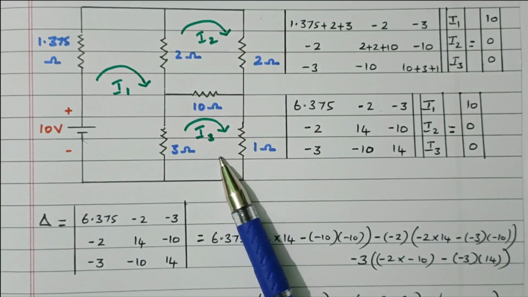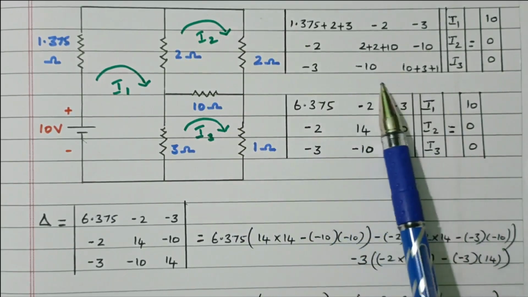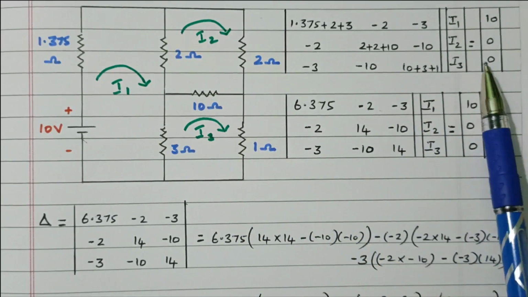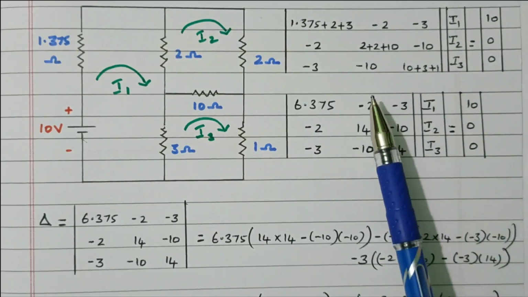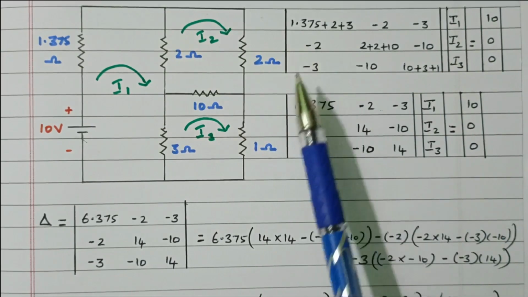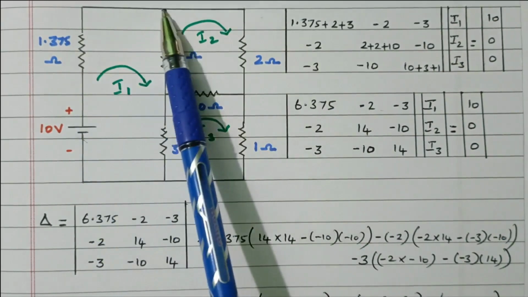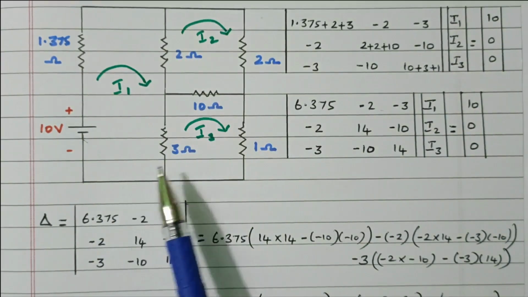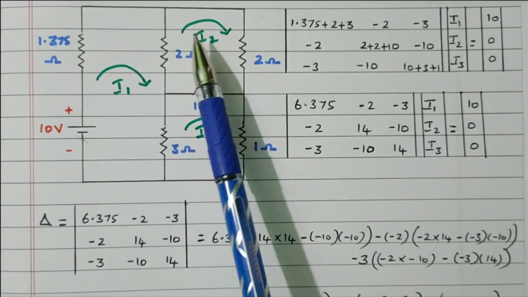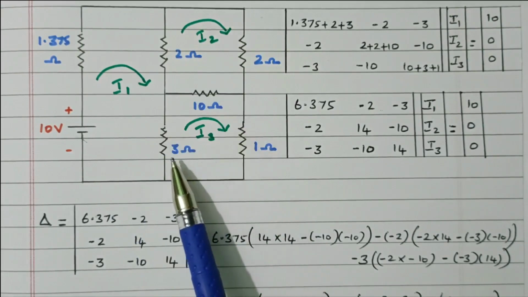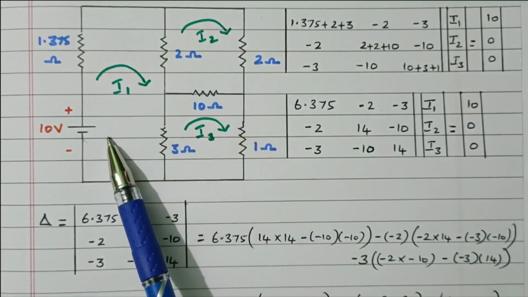Now we will repeat the same process with the matrix method. V equals I into R. Voltage matrix, current matrix and resistance matrix, right? So for this resistance matrix, this is loop 1 now. In the previous diagram, this was loop 1, loop 2, loop 3. Now this is loop 1, loop 2, loop 3. The loops are interchanged, modified now.